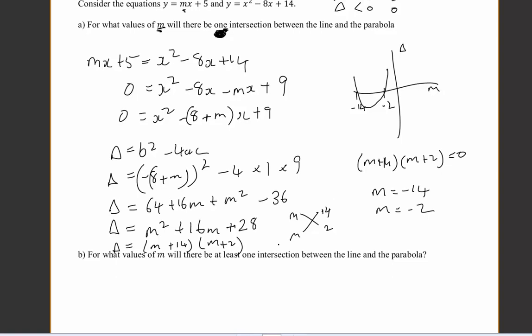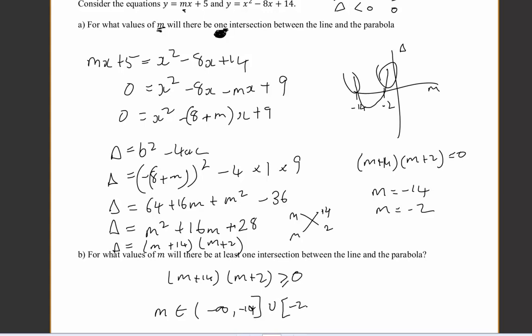Now, always a second part to this. For what values of m will there be at least one intersection? That's when m plus 14, m plus 2 is greater than or equal to 0. Again, to solve a quadratic inequality, you must look at the graph. What we're going to take is these parts here. So m is an element of all the values from -infinity up to -14, including it because it's greater than or equal to, union with -2 to +infinity.